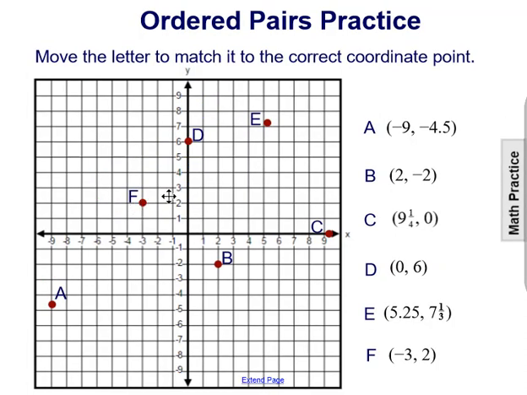So here we have F and D, which we located before. Point A, (-9, -4.5), is this point over here. Then we have (2, -2), which is point B. We have (9 1/4, 0). That's going all the way to the right, 9 1/4 units, and then not moving up or down at all. That's what that 0 means. It's very similar to (0, 6), except one is telling you not to move left or right at all. That's the (0, 6). And the other one, the (9 1/4, 0), is telling you not to move at all up or down.